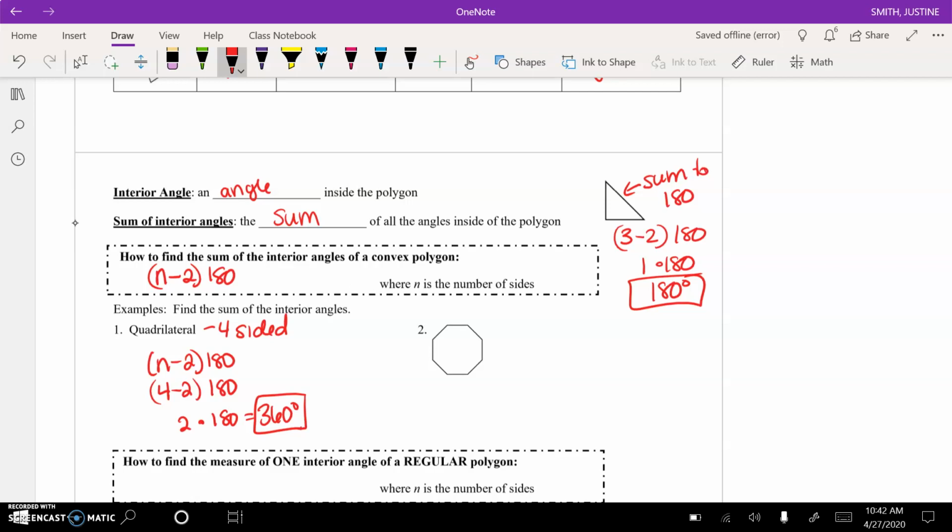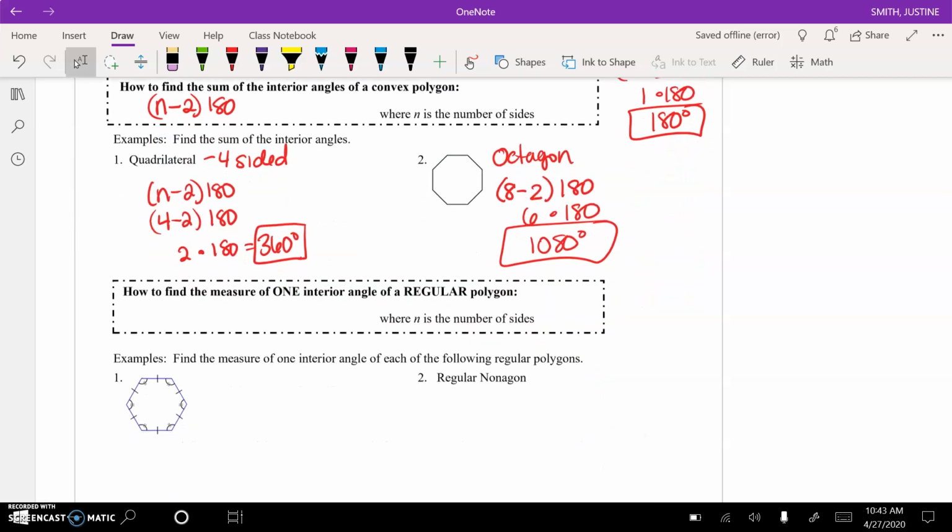So for number 2 here, we're going to count the sides. 1, 2, 3, 4, 5, 6, 7, 8. Okay, so we know it's an octagon. All right, so to find the sum of all the interior angles, we're going to say the number of sides minus 2 times 180. Okay, so then I would be doing 6 times 180, which would give me 1,080 degrees. Okay, so the sum of all of the interior angles would be 1,080 degrees.